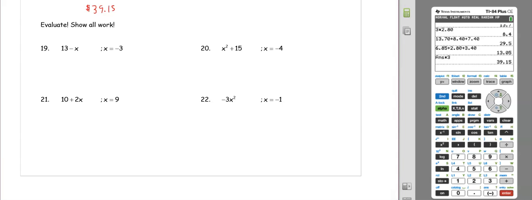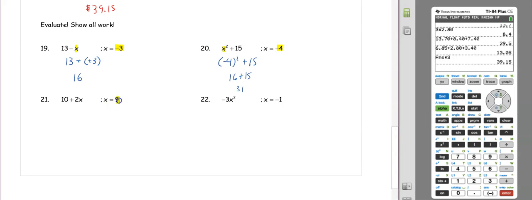Evaluate, show your work. So we're taking the value of x and substituting in so that we can solve our problem. So we're putting negative 3 in for x, so 13 minus negative 3. Remember, 2 negatives in a row is a positive, so 13 plus 3 is 16. In number 20, we're putting negative 4 in for x. So we have negative 4 squared plus 15. Negative 4 squared is 16, plus 15 gets us 31.